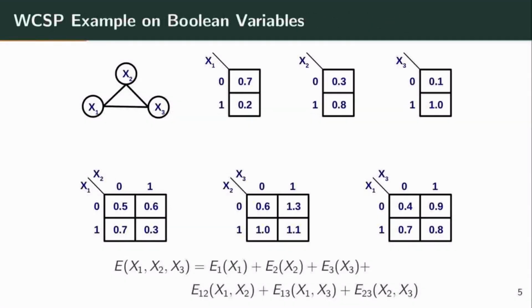Here's an example of the WCSP. In this example, we have three variables in the WCSP. We have three unary constraints imposed on each of these variables, and we have three binary constraints imposed on each pair of these three variables. The weight of each assignment of all the variables in each constraint is given in the tables.